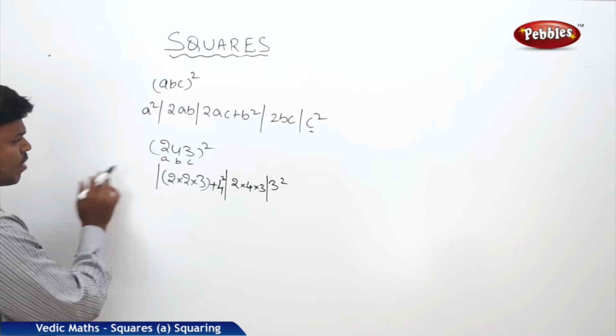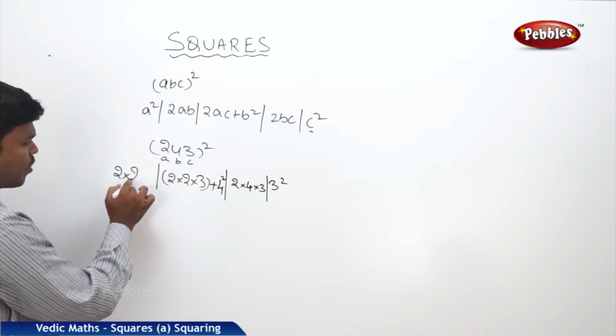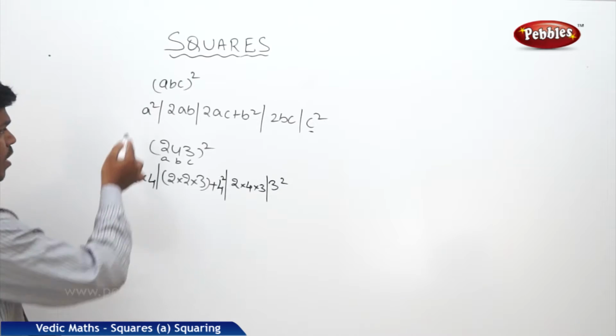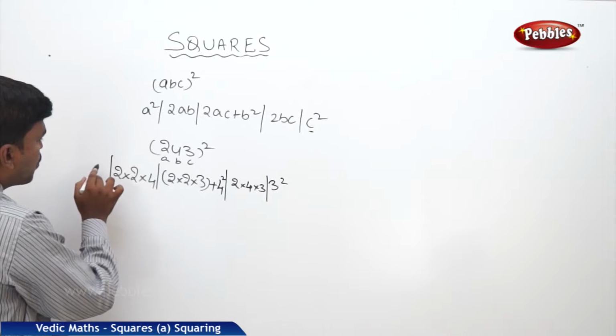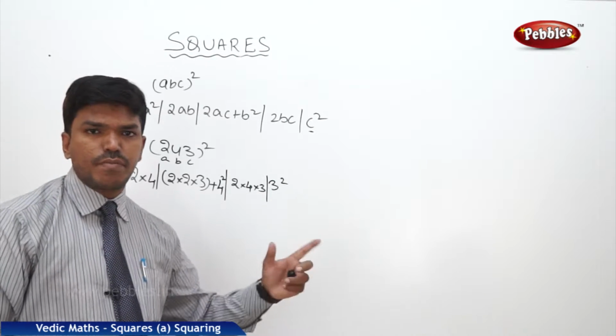Next, 2ab, that is 2 into, what is a? 2. What is b? 4. 2ab. Finally a square. So what is a? A is 2. So 2 square. Right?